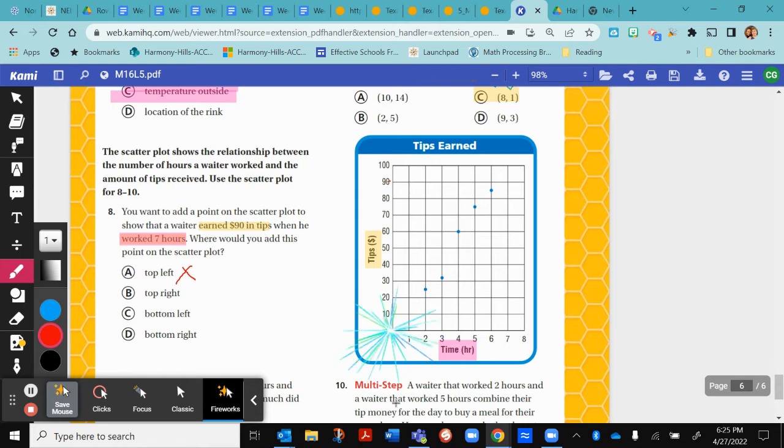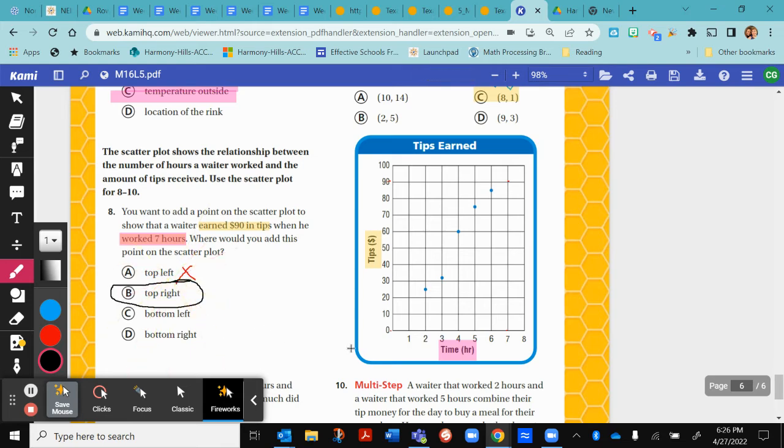Bottom left would be on this side. Is that it? No. The bottom right, is it going to be here? No. Say top right, so I'm going to move over to 7 because that's hours worked, up to 90. It's going to be the top right, so that's where I'm going to place it. This is the correct answer.